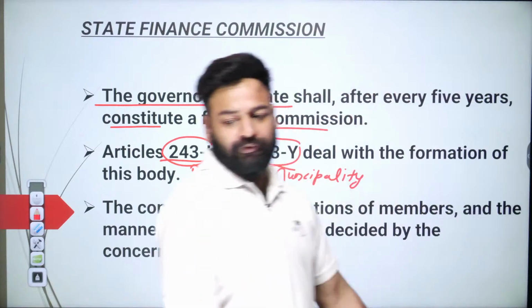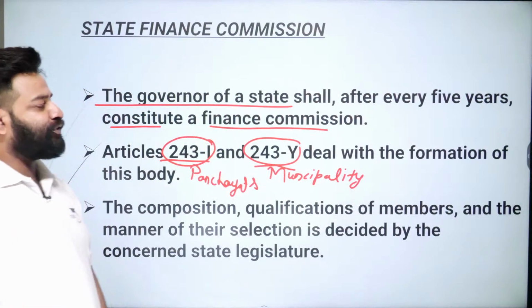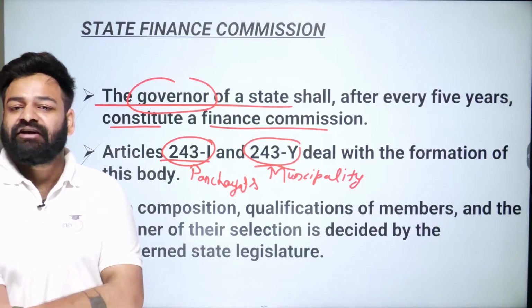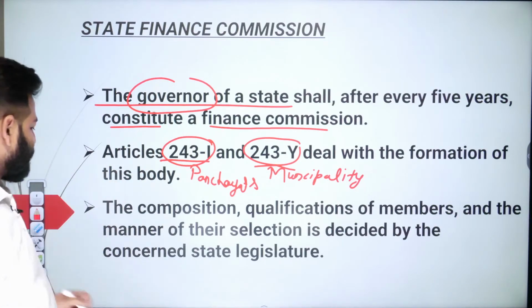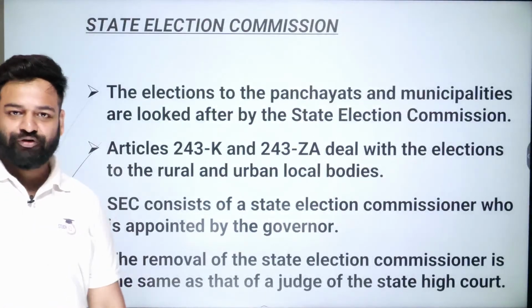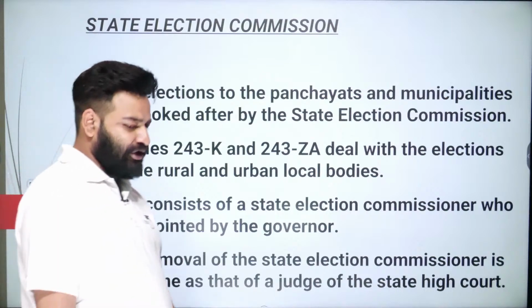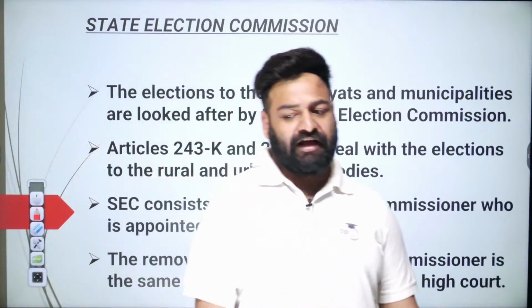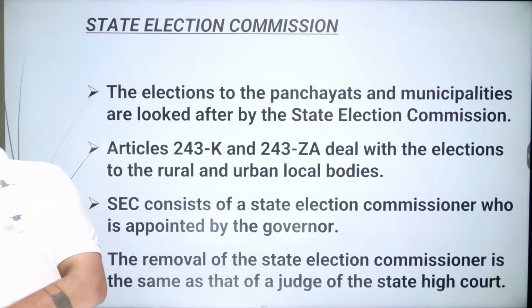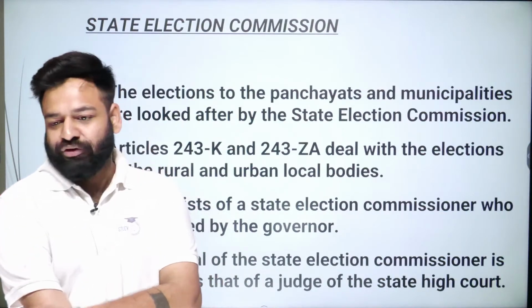Okay. Who is to be given the authority to make the Finance Commission for the states? Governor. Same task. The task will remain the same, just the position changes. Article 243I for panchayats, 243Y for municipalities. Capital I and capital Y, inserted through the 73rd and 74th Constitutional Amendment Acts, 1992 respectively.